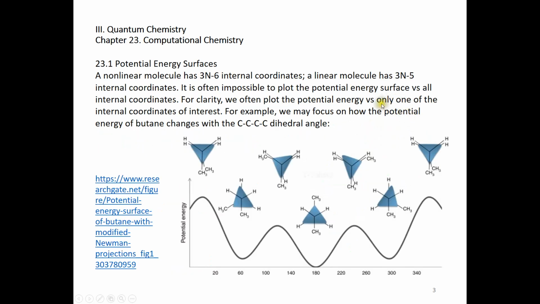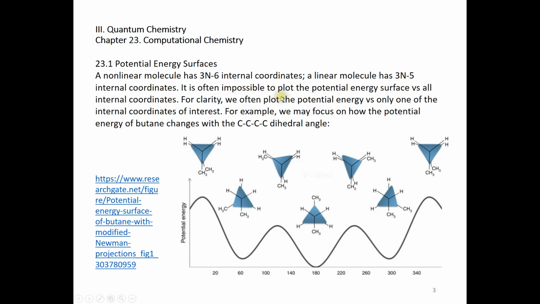Now we're looking at a more complex potential energy surface. When we have a nonlinear molecule, there are 3n minus 6 internal coordinates. Because we have 3n different motions, minus 3 translation, minus 3 rotation, and then we have 3n minus 6 internal coordinates. If we have a linear molecule, we have 3n minus 5 internal coordinates because there are 3 translation and only 2 rotation of the molecule.